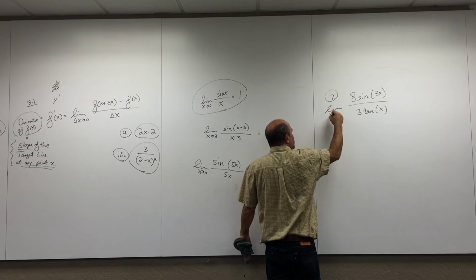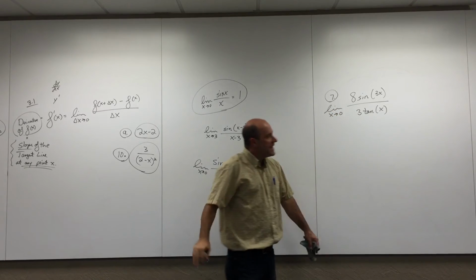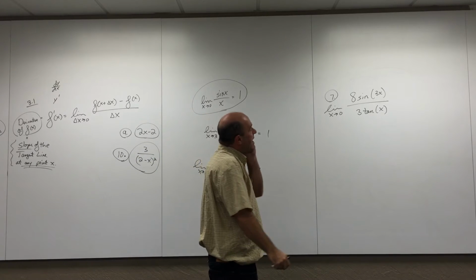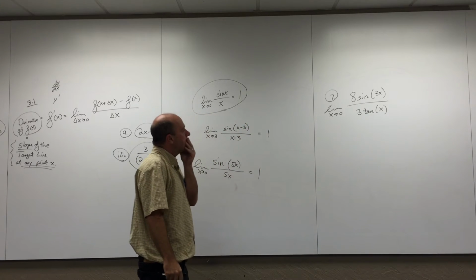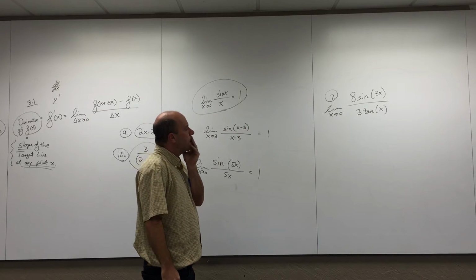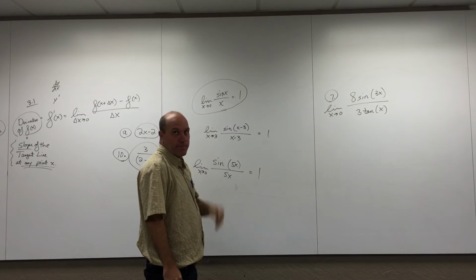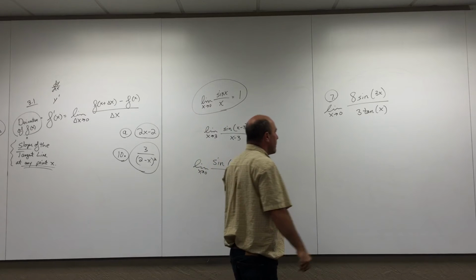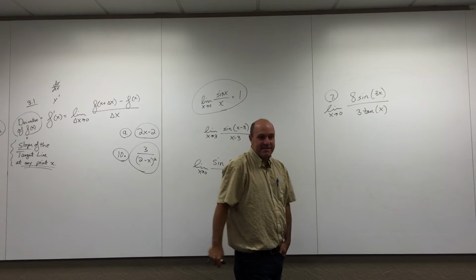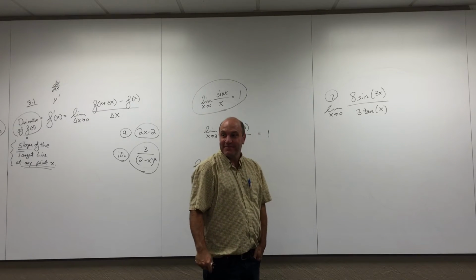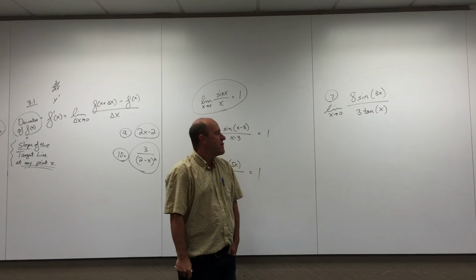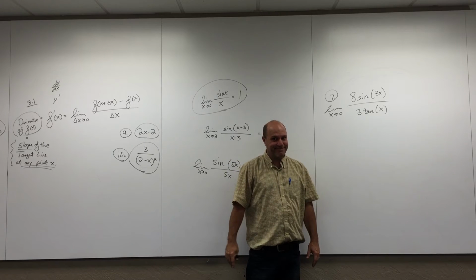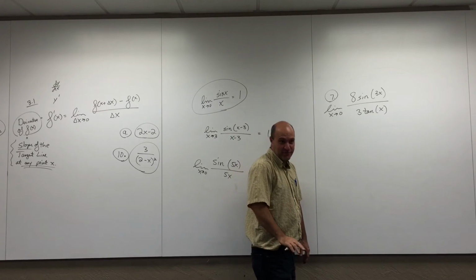Take the limit as x goes to 0, I guess. Let's see. Would you change the tangent to sine over cosine? Probably. Wait. Step 1? Plug in. Oh yeah, plug it in. I almost forgot step 1.